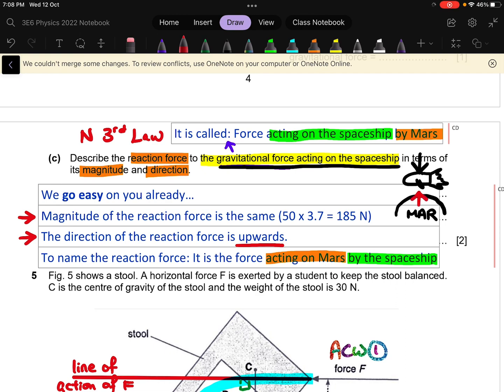So for those in my class, I keep telling you this relationship for reaction force, FAB versus FBA. What does this mean? So this gravitational force, the original force, is a force acting on the spaceship by mass. So its reaction pair would be a force acting on mass by the spaceship. So therefore, this particular reaction force is actually acting on the mass upward. Okay, so action-reaction pairs actually act on different objects.